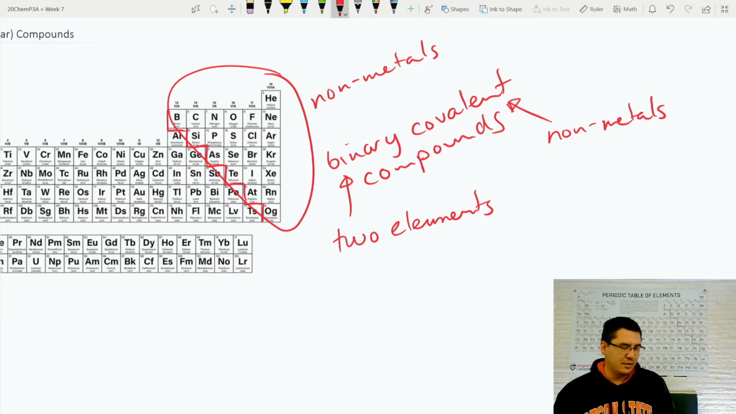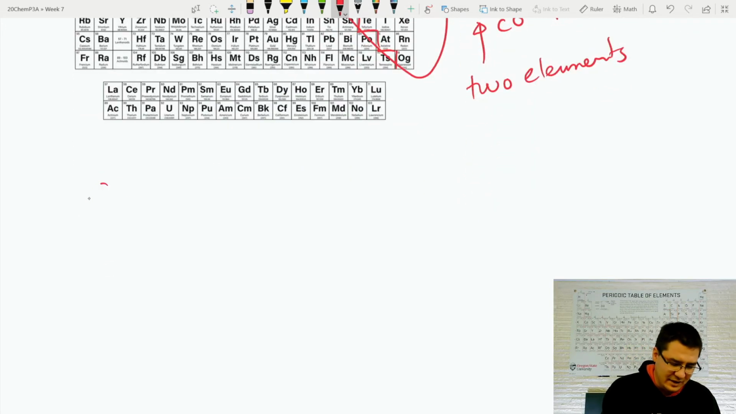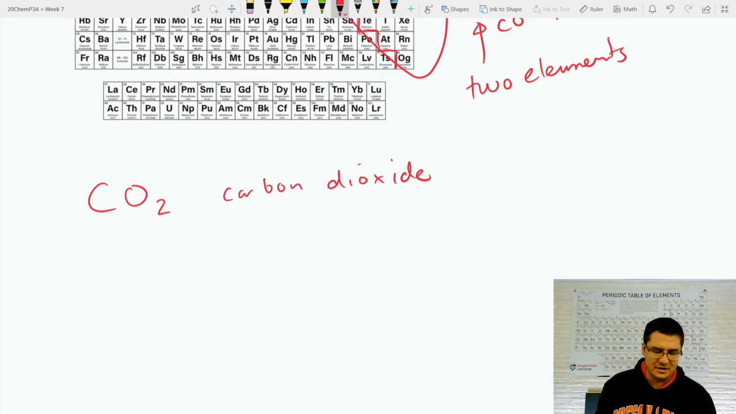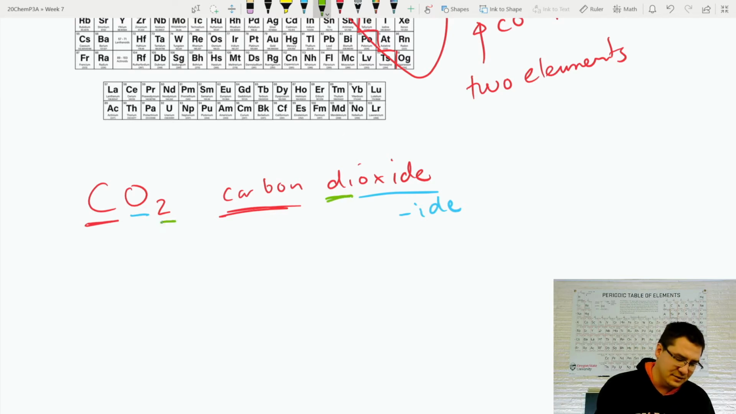Okay, so probably the most recognizable binary covalent compound that you guys will recognize is CO2, which you guys know as carbon dioxide. So we can break this down. We already can see that the C stands for carbon. And we know that maybe the oxygen is related to this oxide, and that's true. Usually we take the ending of that second element, so oxygen in this case, and we replace the ending with the suffix ide, to show that it's a compound. And then this prefix di stands for two.